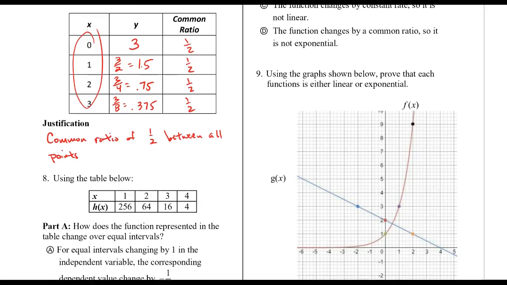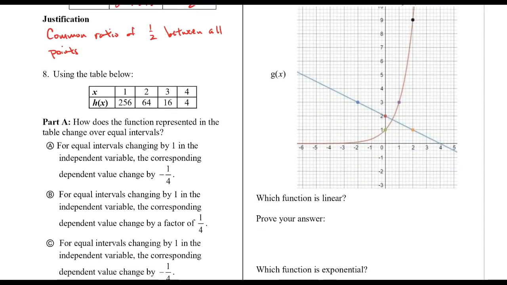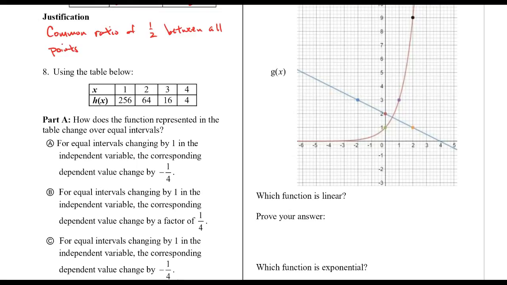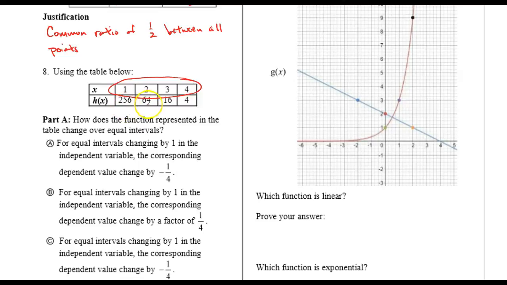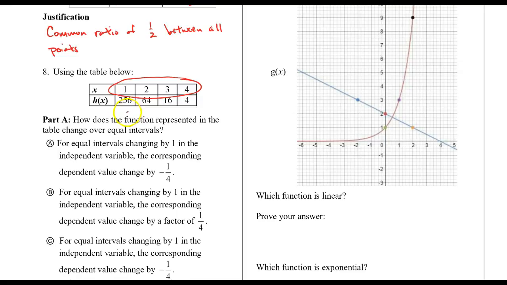Number 8, using the table below, how does the function represented in the table change over equal intervals? So we have equal changes in x, we're adding 1, and we look at the outputs, 256 to 64 to 16 to 4. If we divide those, we notice that we're dividing by 4 each time. Well, dividing by 4 is the same as multiplying by 1/4. These are equivalent to each other.